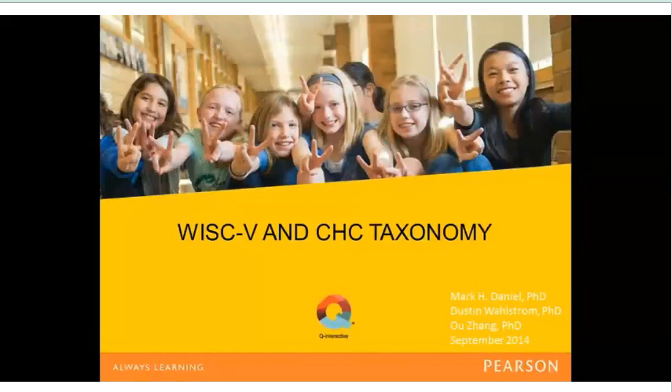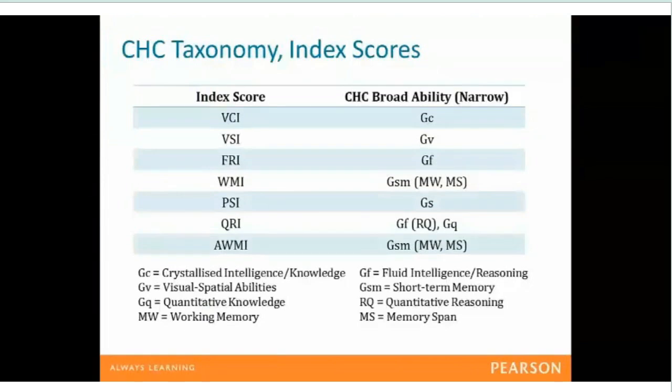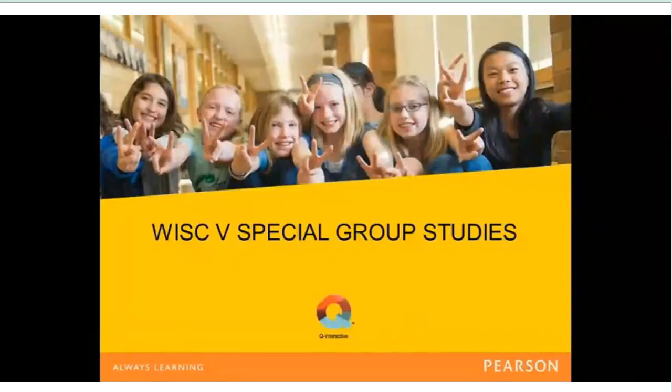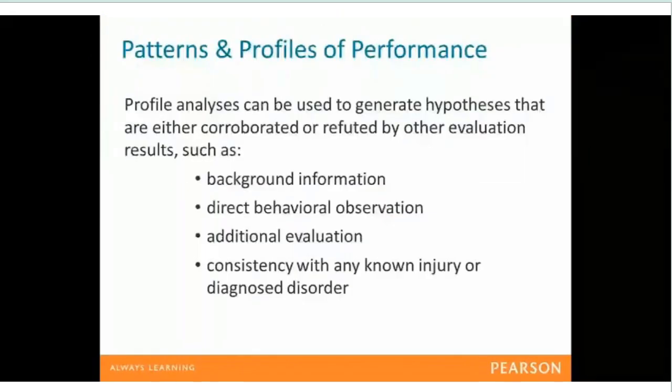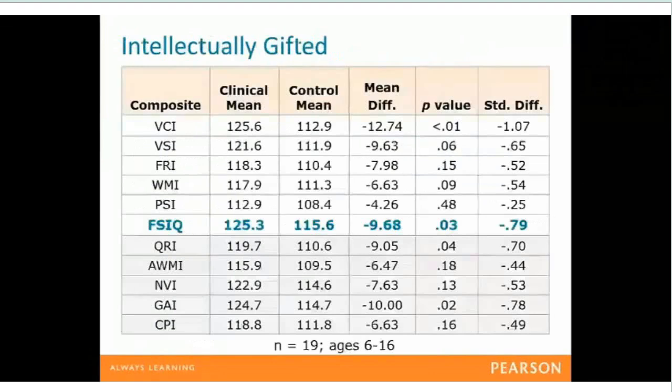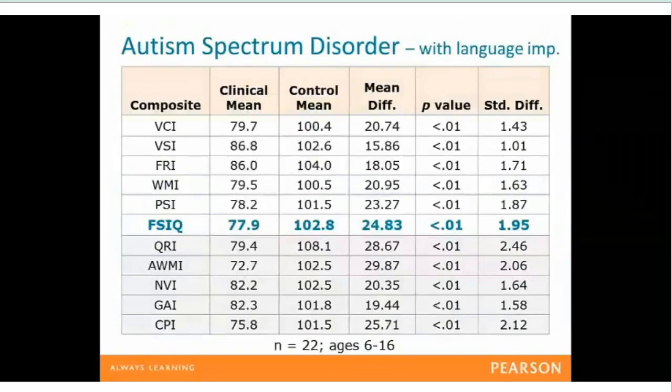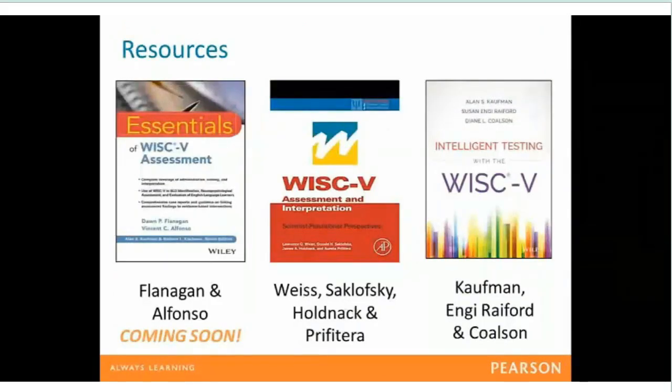Okay, great. So the last slides you can see here are WISC-V and CHC Taxonomy, which are in the handouts that you've received. However, we won't be going through this in detail today. And also in some of the books that I'm about to show you, and in the handouts I've given you, and in the WISC-V technical manual, you'll find more detailed information about those clinical group studies that I've mentioned earlier, including all of the results and then a bit of a narrative that discusses the results. 3 books are available on the WISC-V, so this includes the WISC-V Assessment and Interpretation by Larry Weiss, and these books are available through the Pearson website.